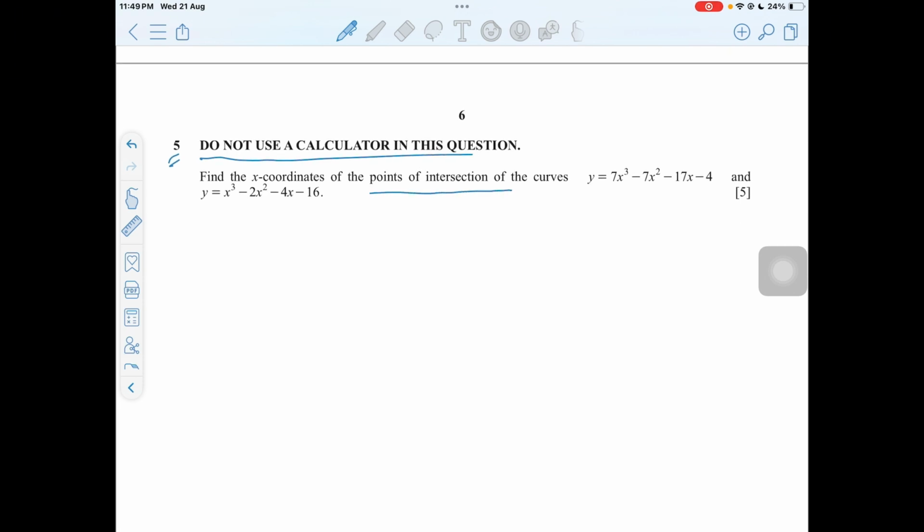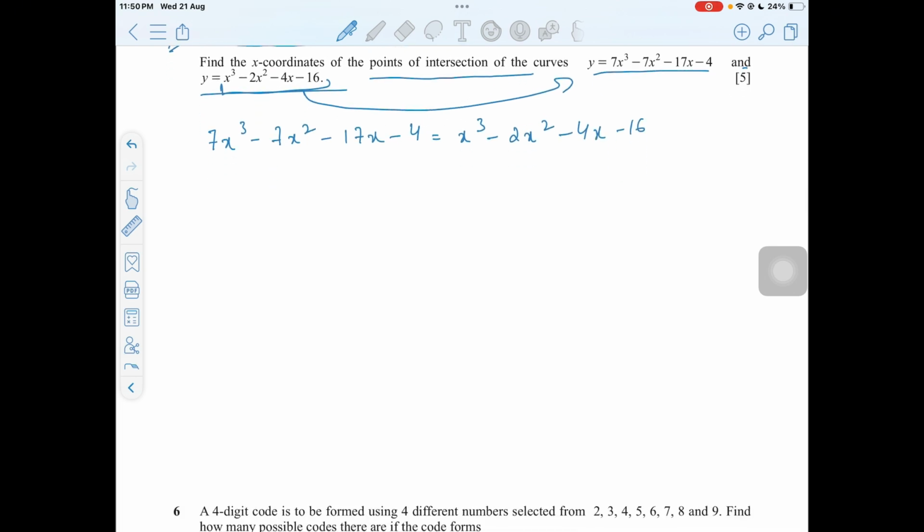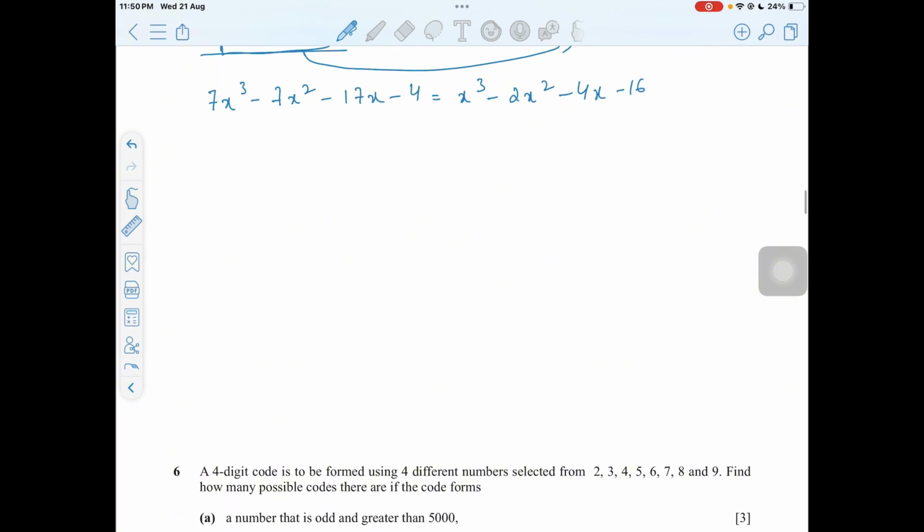Find the x coordinates of the points of intersection of the curve this and this, right? So we have to just substitute this whole y over here. So let's just substitute it. So this would be 7x cubed minus 7x squared minus 17x minus 4 is equal to x cubed negative 2x squared negative 4x negative 16, where I do switch the negative or the minus sign, right?